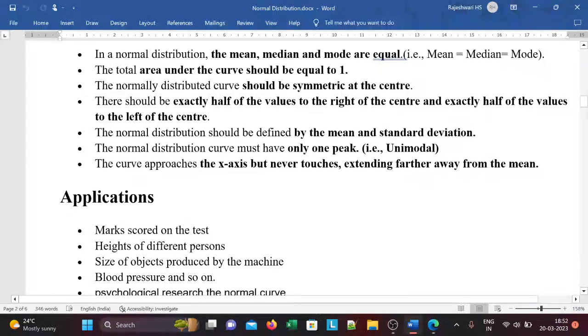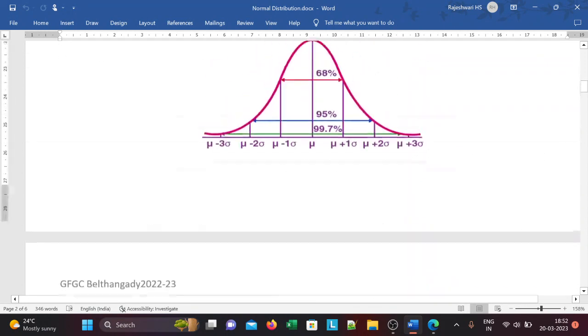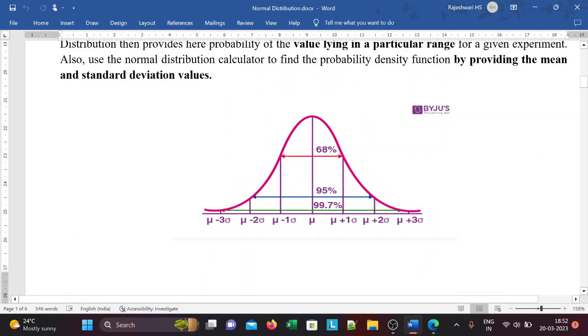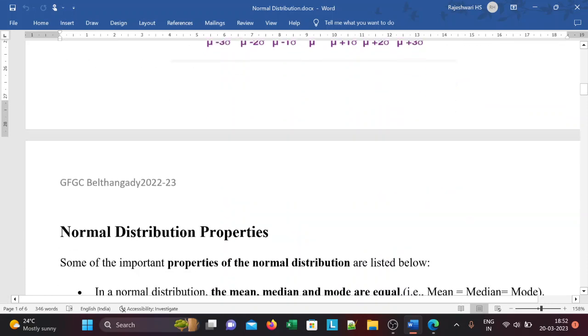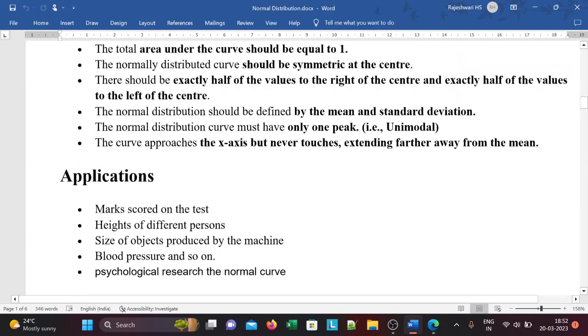The normal distribution should be defined by the mean and standard deviation. Majorly these two things will determine the normal distribution curve. See here, the curve is like this, but the central part, the height of the curve, as well as the length of the curve, are all determined by the mean as well as the standard deviation.